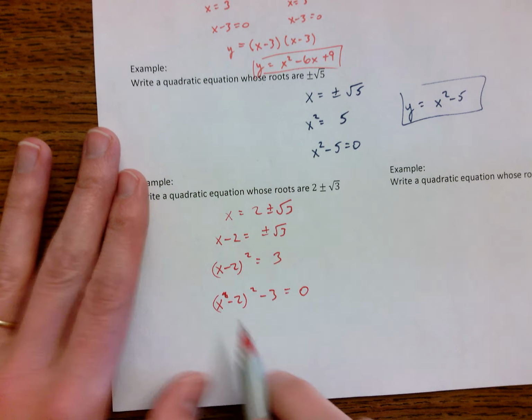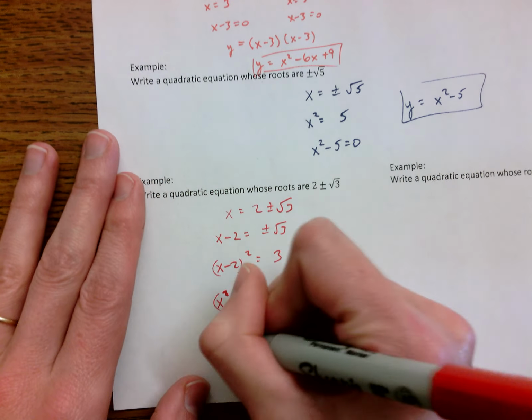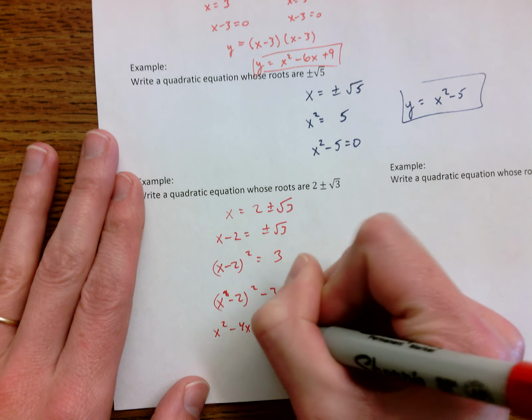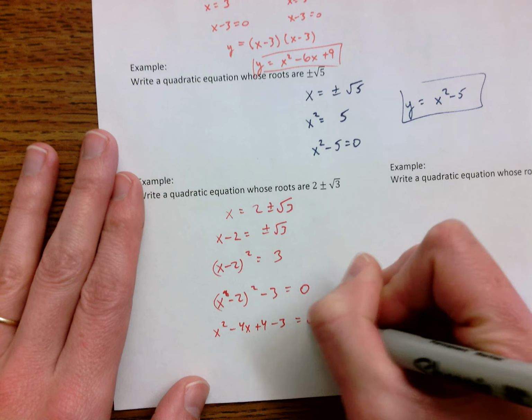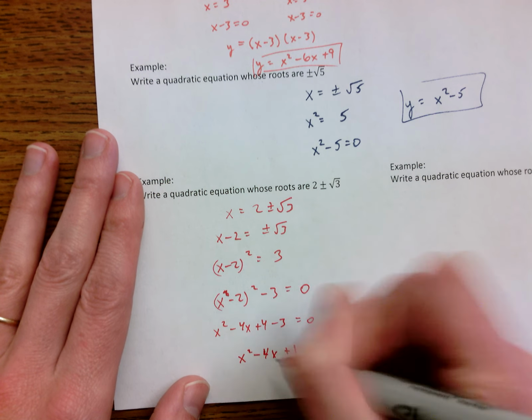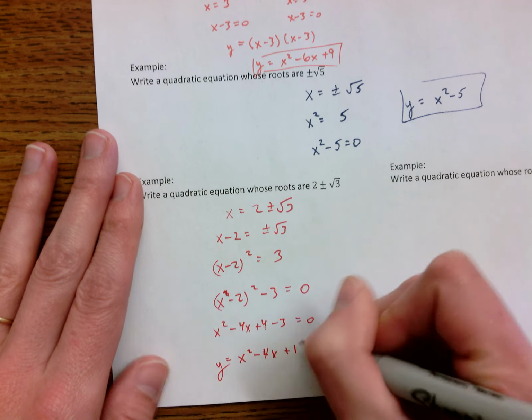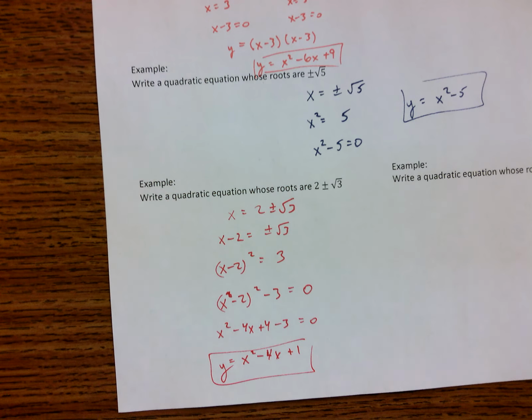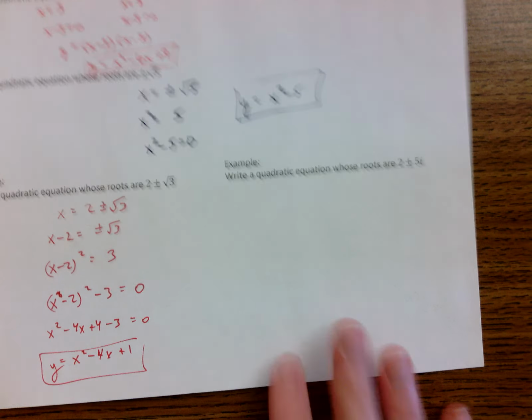All right, and then we're just going to clean this up a little bit. So x minus 2 squared, that's x squared minus 4x plus 4. And then when I combine my like terms, there we go. There's my function. Okay, so this isn't terribly awful. It's just a little bit different.